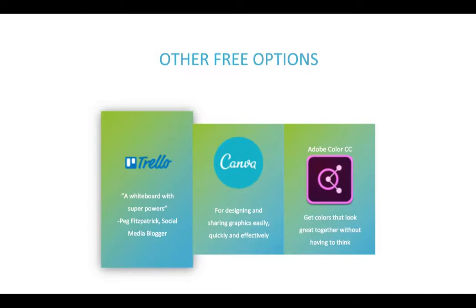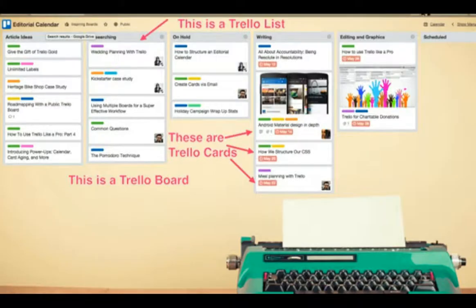And so what I use as our editorial calendar is Trello, which I've heard described as a whiteboard with superpowers, and that's one of my favorite descriptions of it. You could just be a sticky note person, and maybe that works for you. You could use an Excel spreadsheet, but this is like a drag and drop masterpiece. So this is just a quick screenshot. This isn't even my Trello. This is Peg Fitzpatrick, who's a social media blogger, but this is very much how it looks on most ways.